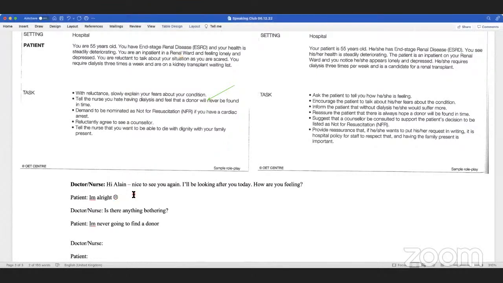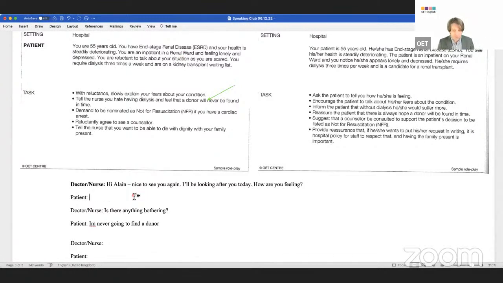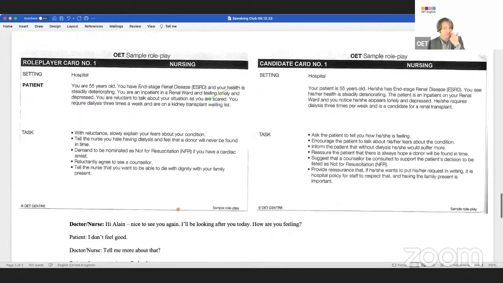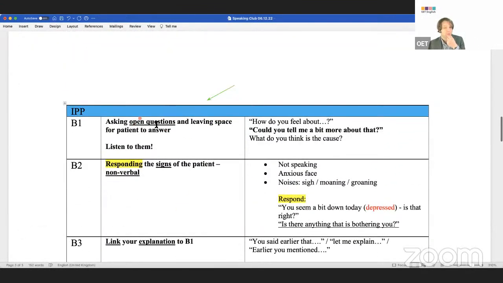So here, actually, guys, it's not B1 here. It depends on what the patient says, right? If the patient says, I feel not very well, or I don't feel good, in that case we need B1, don't we, guys? Right? Yeah. So we're going to say, tell me why. Tell me more about that. That's B1. Does everyone agree? B1 is asking open questions, encouraging the patient to talk.